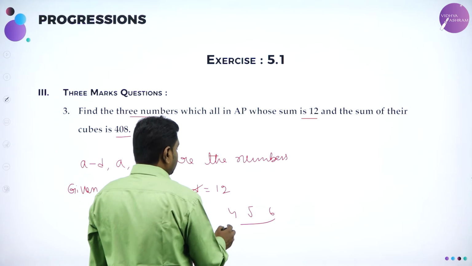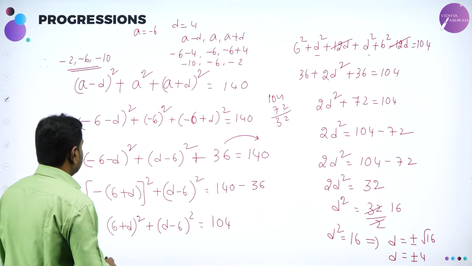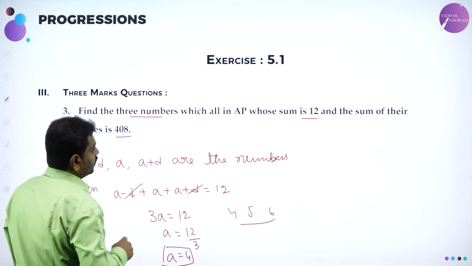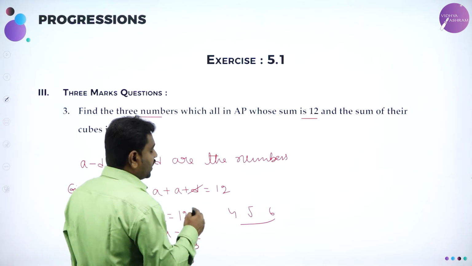So 15 is too large. We need less than that. So I'll try with minus 1. So see here, dear students, a we got 4. So next, if you take 3 terms and add, you should get 12.